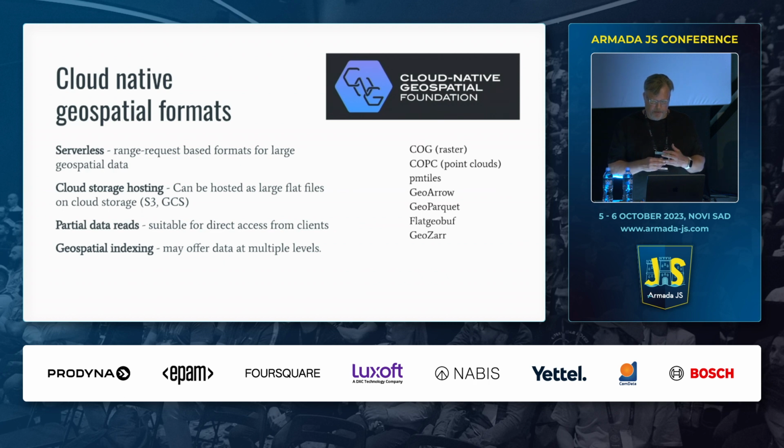GeoArrow and GeoParquet are kind of considered part of this. I've been part of the standardization of GeoParquet, so if you're using Parquet, you can now add geospatial metadata, and you can visualize those things directly in deck.gl. The cloud-optimized GeoTIFFs is similar for raster data.